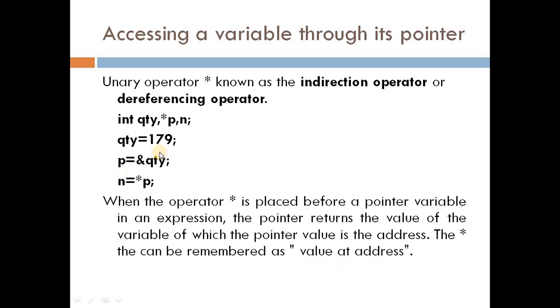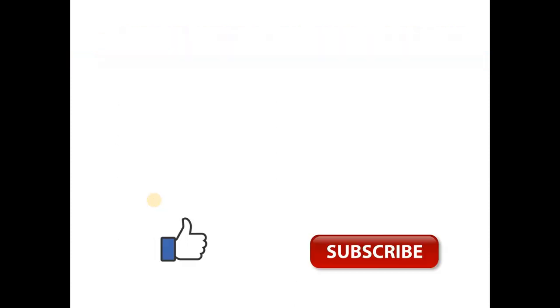Okay, so we say ampersand as address of quantity while reading this statement, and in this I'll say n is equal to the value stored at address p. Okay, so I hope you have understood how to access a variable through its pointers.